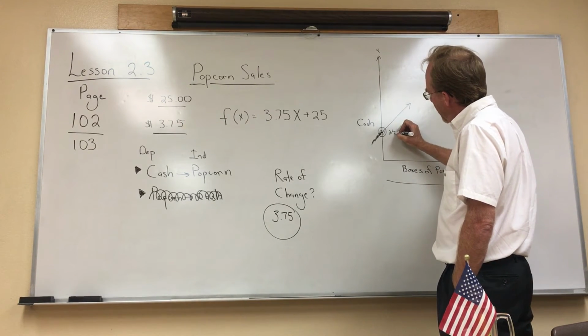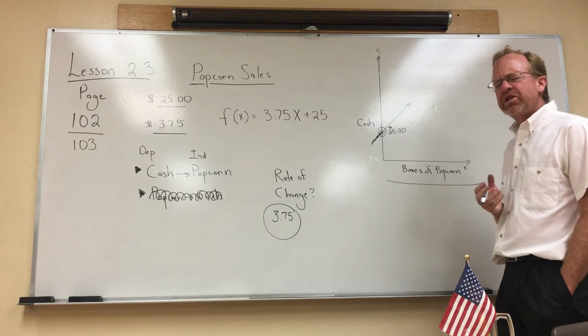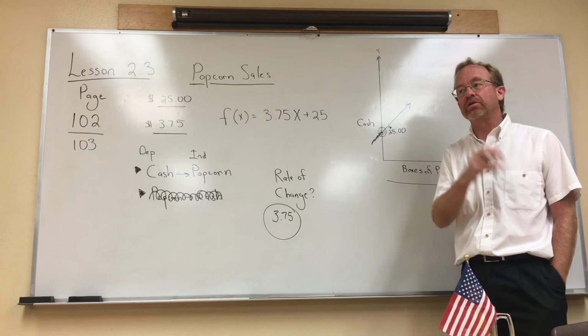So 25 is your $25. That's your y-intercept. And it asks, what does it represent in this problem? Well, it represents the starting point of how much cash you would have at the start of this little situation.